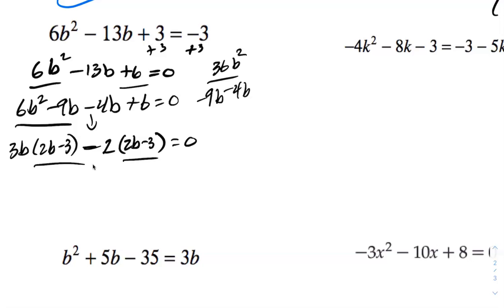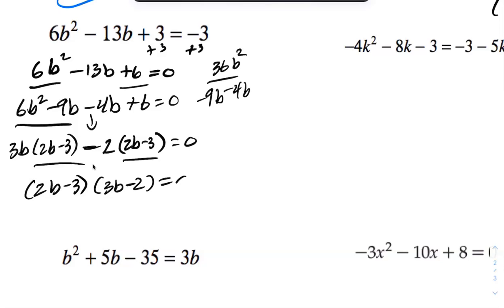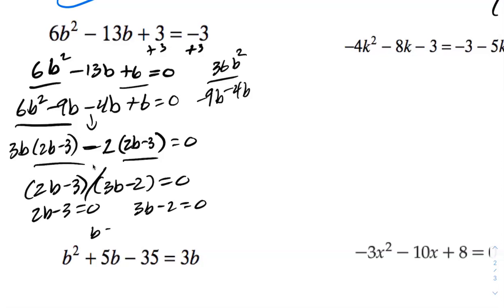Split, factor out what they have in common. 2b minus 3 and 3b minus 2 equals 0. Split, that equals 0, and this equals 0. So we'll cut this a little short: 3/2 and 2/3. That's my answer. There we go.